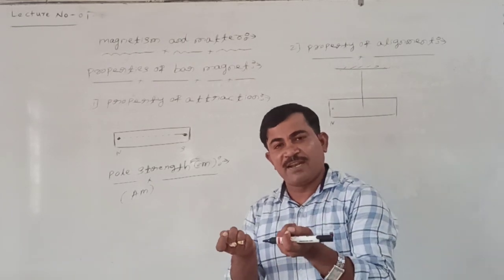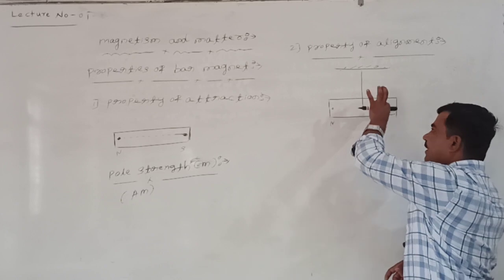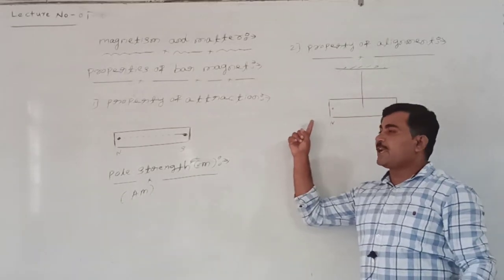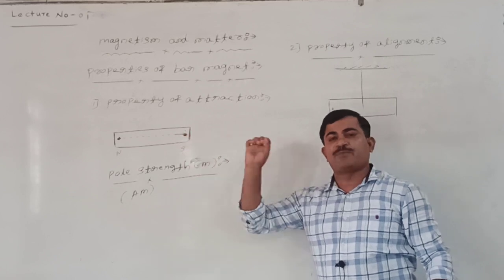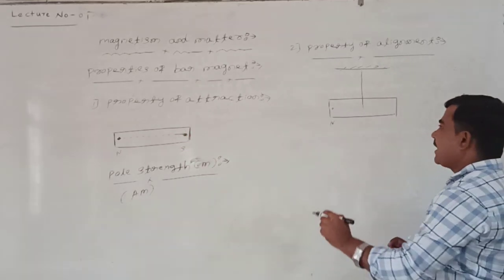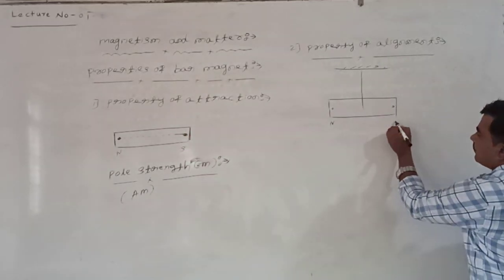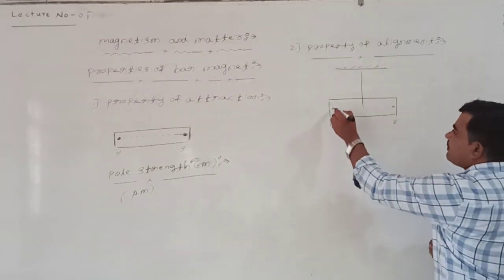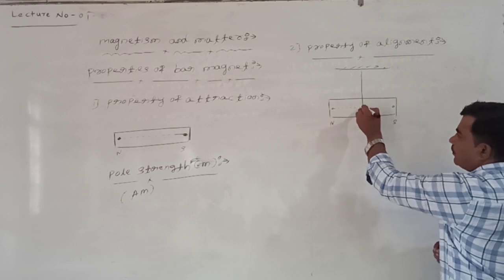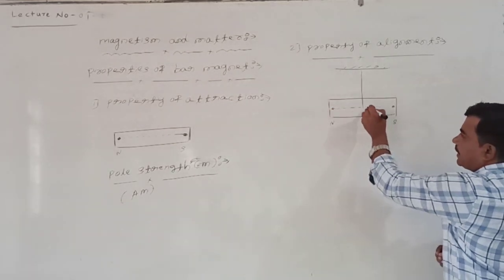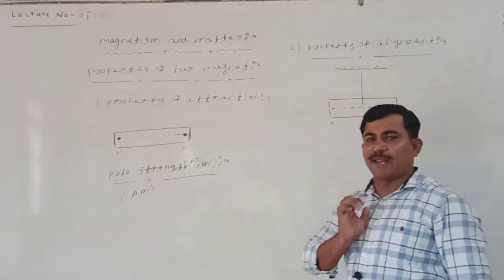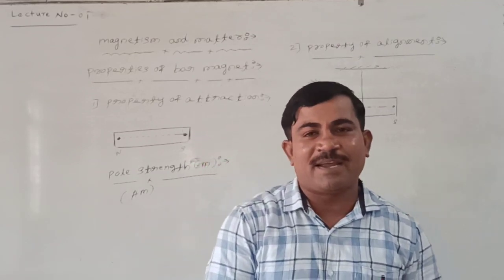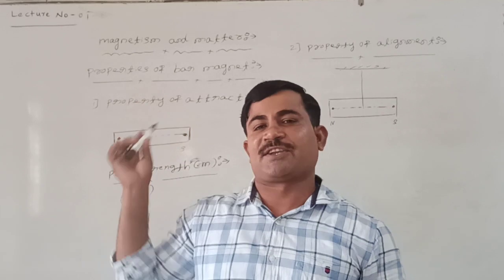When a bar magnet is freely suspended, it aligns in the north-south direction in such a way that the side aligning along the geographical north pole, we call the north pole of the magnet, and the side aligning along the geographical south pole, we call the south pole of the magnet. And the imaginary line joining the north pole to the south pole, we call the magnetic length. This is the property of alignment. Property of alignment means when a bar magnet is freely suspended, it aligns in the north-south direction.